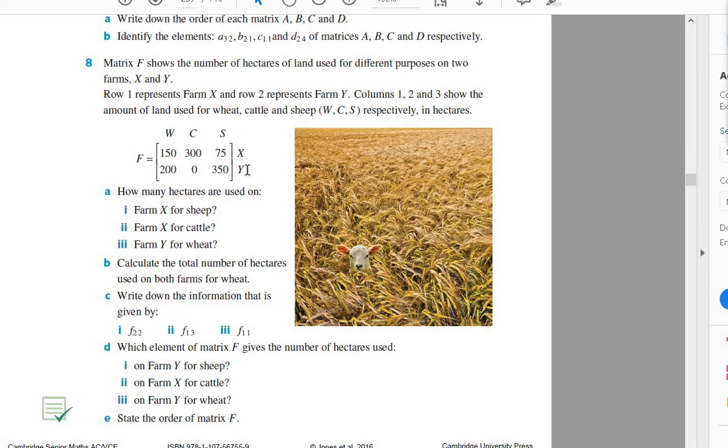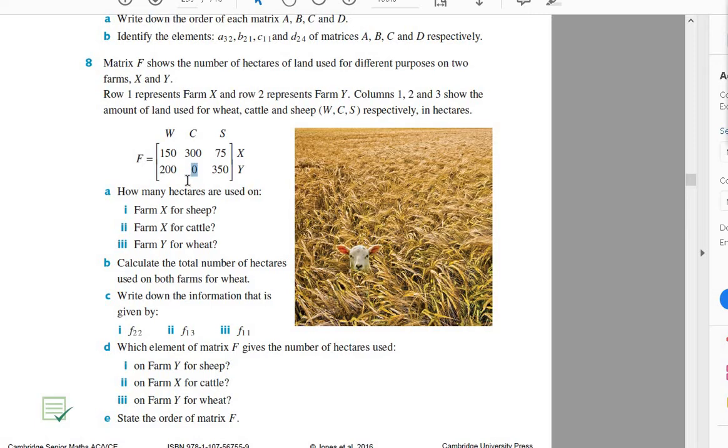I didn't get that. Can you repeat that? So you've deciphered that the information that we are talking about is 0, right? Now what is this 0? This 0 is for farm Y and C is for cattle, right? So how we decipher this information is that farm Y uses 0 hectares of land for cattle. Make sense? That's how you write it in your exam.